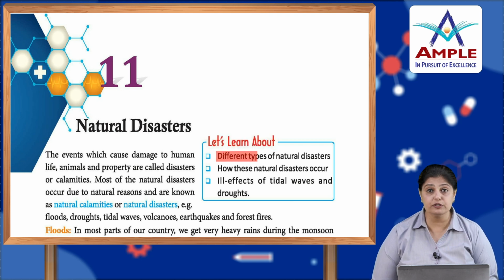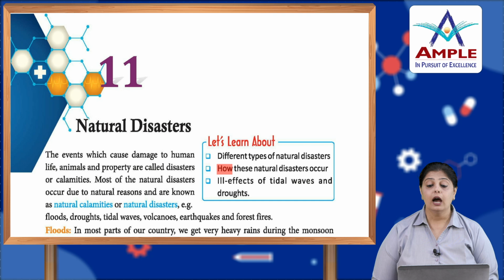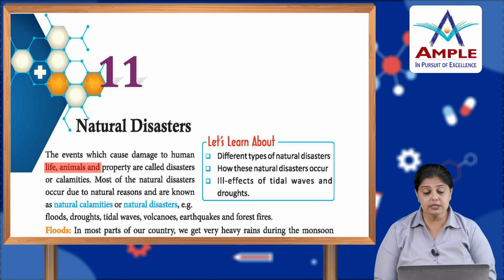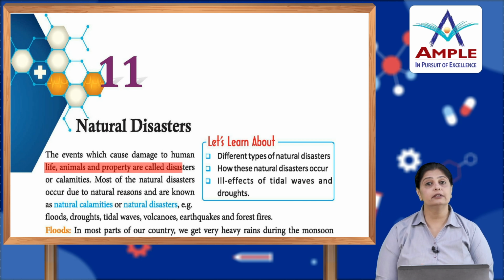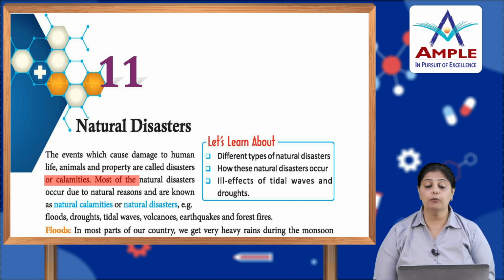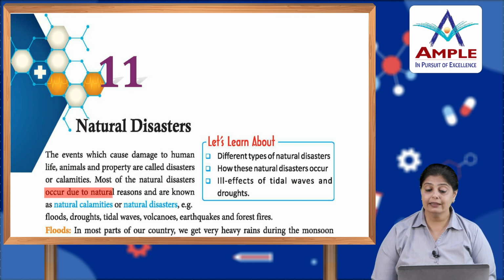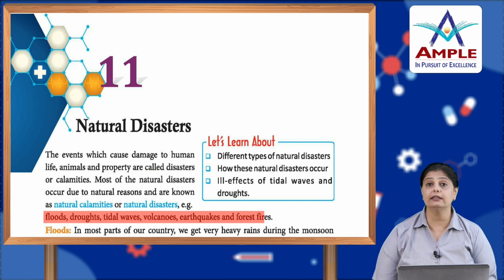Let's talk about the different types of natural disasters, how these natural disasters occur, and the ill effects of tidal waves and droughts. So children, in this chapter, natural disasters, we know that the events which cause damage to human life, animals and property are called disasters, or calamities. Now, most natural disasters occur due to natural reasons and are known as natural calamities. Examples are floods, droughts, tidal waves, volcanoes, earthquakes and forest fires.